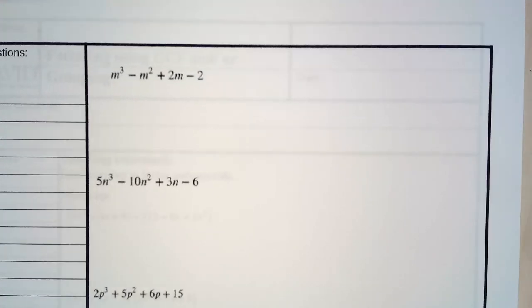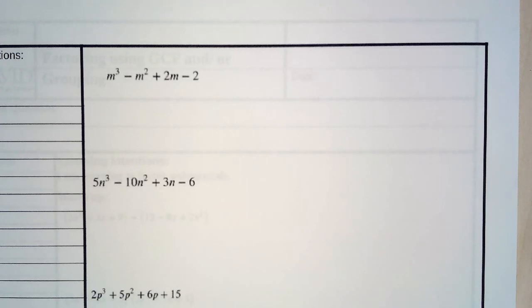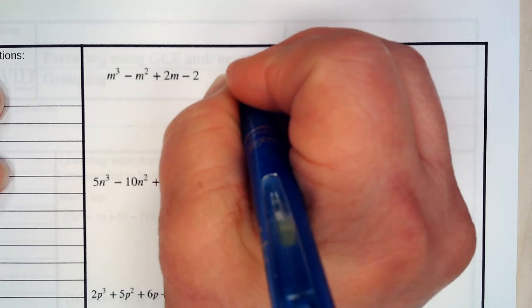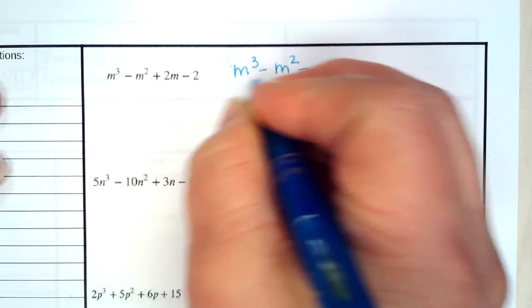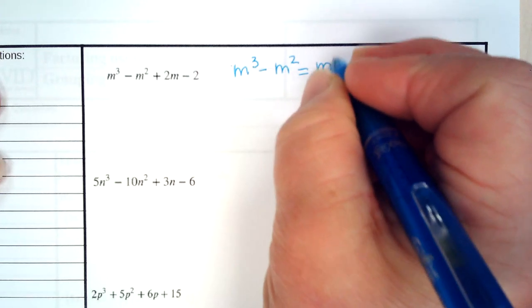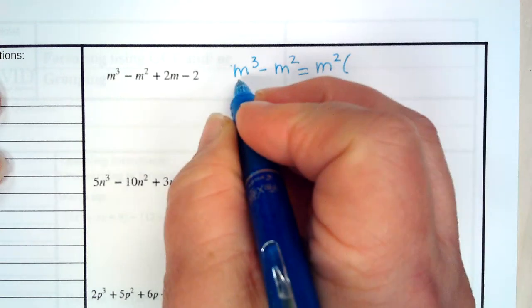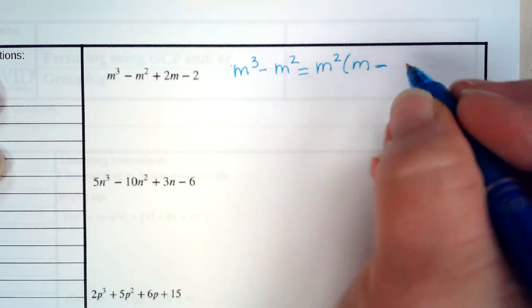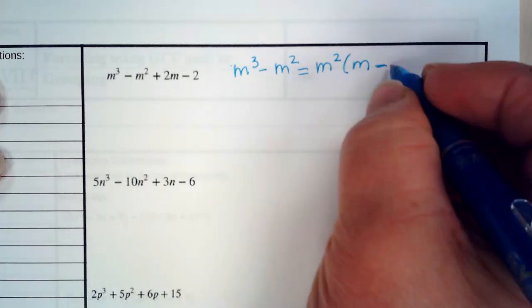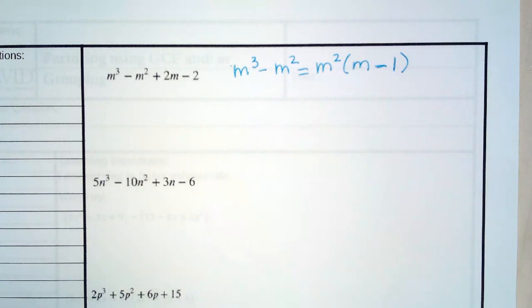Okay, looking at the first one on the next page, we can see that for m to the third minus m squared, I've got a factor of m squared in it. M to the third divided by m squared is m, minus m squared divided by m squared is 1. Any questions?